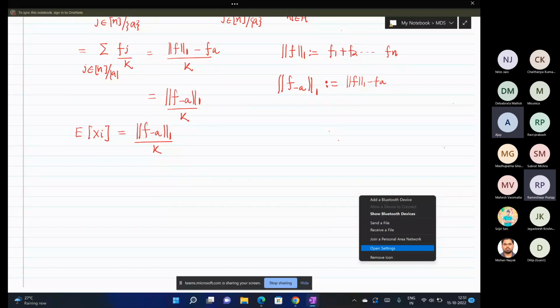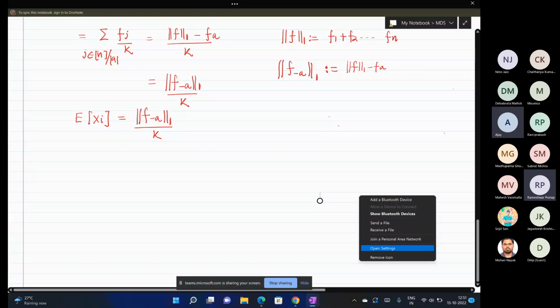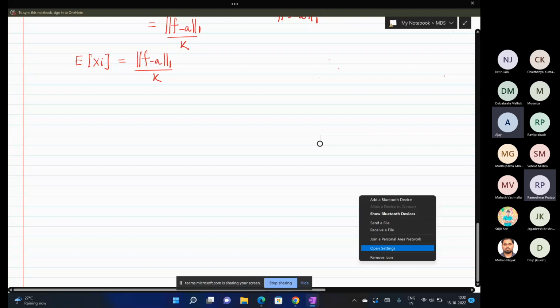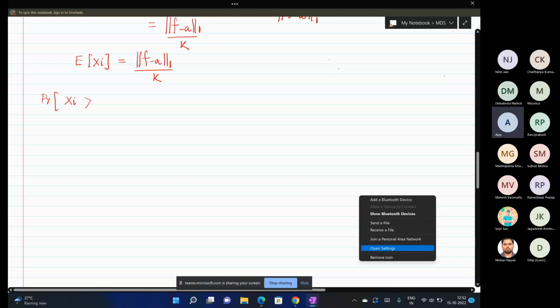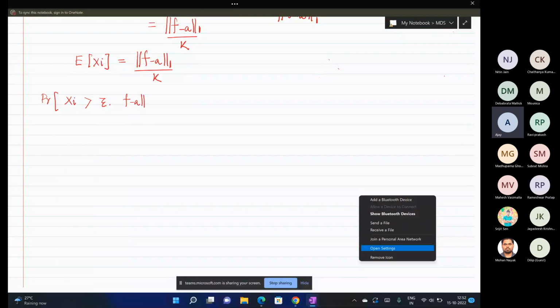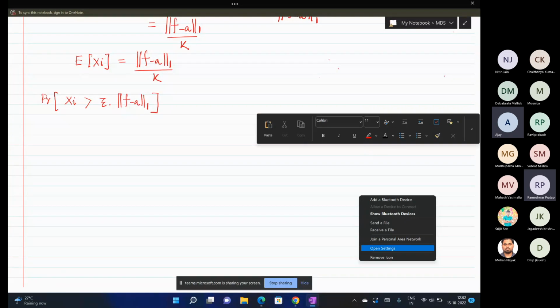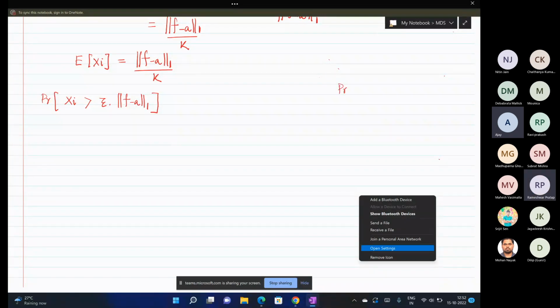the error in our estimation, and we want to know how much it deviates with respect to its expected value. So we would like to know the probability that xi is more than epsilon times f of minus a. So we'll apply Markov. The Markov inequality says the probability that a non-negative random variable x takes a value more than one is at most the expected value of x. So this is what we'll be using over here.